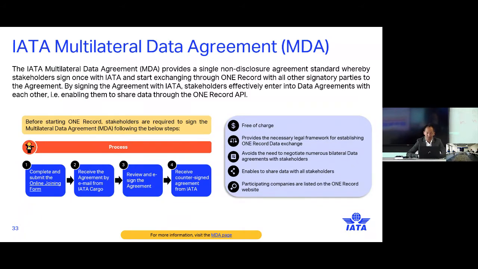It is free of charge. It provides the necessary legal framework to establish the data exchange. As I mentioned, it avoids the need to negotiate with all the different parties that you want to work with. You sign it once and for all, and then you can start working in a One Record environment. The different parties that signed the MDA will be published on the IATA website, similarly to what we did with the MEA.